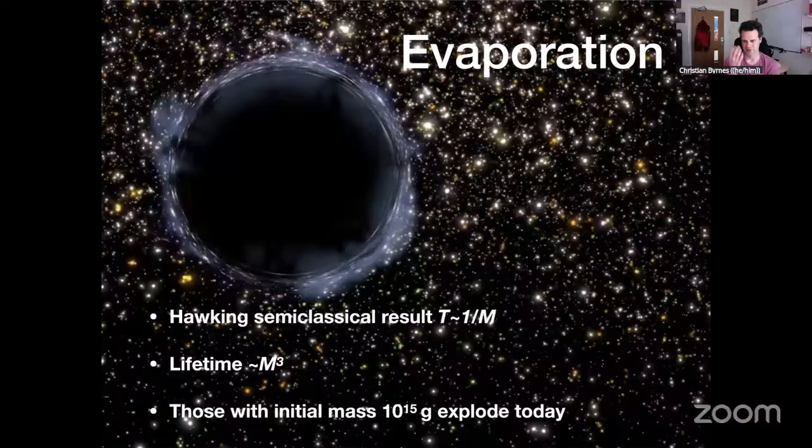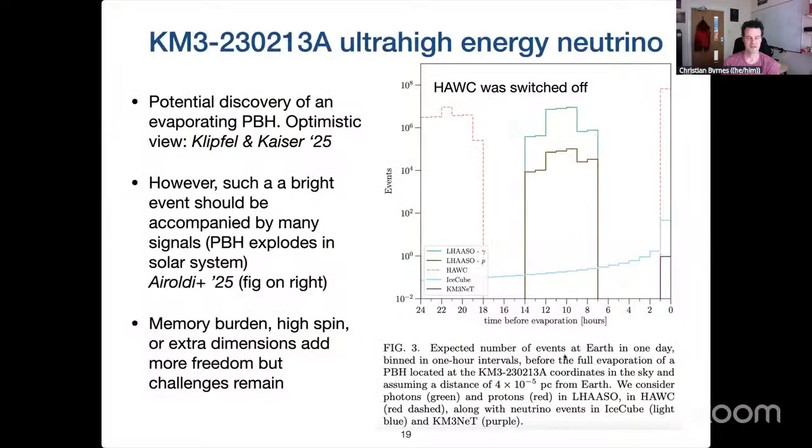And towards the end, they get extremely hot. The evaporation becomes extremely fast, and we really should see basically a black hole exploding, which would be very exciting. And well, there was a claim that we have found that from just last year. Okay, so this was the optimistic view. There's this famous KM3 ultra-high energy neutrino, which was claimed to be the result of an evaporating primordial black hole, the final split second of evaporation. It was optimistic, as they say.